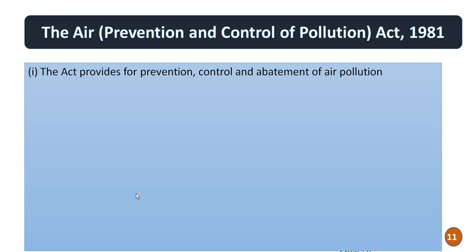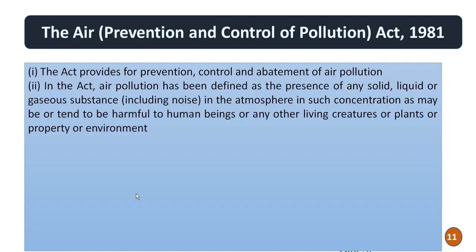So this Act provides for prevention, control and abatement of air pollution, and in the Act, air pollution has been defined as the presence of any solid, liquid or gaseous substances including noise in the atmosphere in such a concentration as may be or tend to be harmful to human beings or any other living creature or plants or property or enjoyment. So a very broad definition of air pollution is given in this Act, through which defaulters who cause loss to property or air can be held liable.